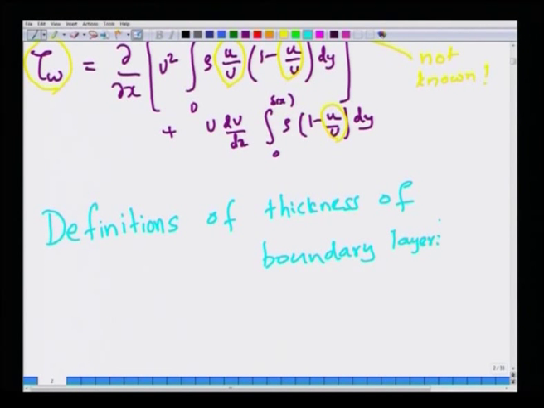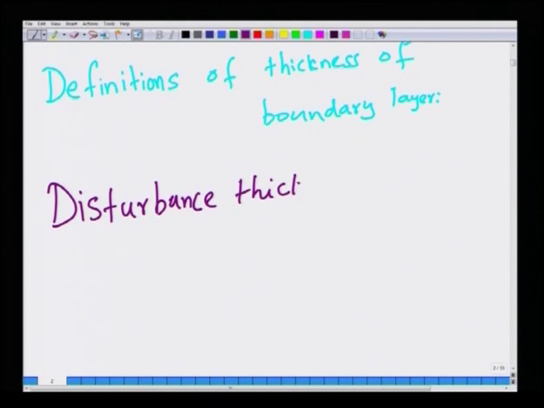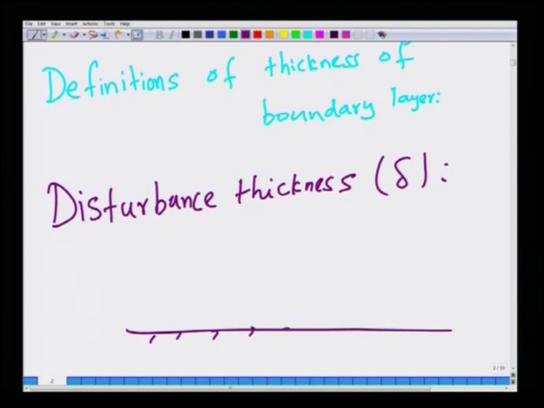The first definition is called the disturbance thickness, normally denoted by the letter delta. What it essentially means is the following. Suppose I draw the velocity profile in flow past a flat plate. Now, the velocity will be the free stream velocity far away from the flat plate, and it will go to 0 at the flat plate, at the rigid surface itself.